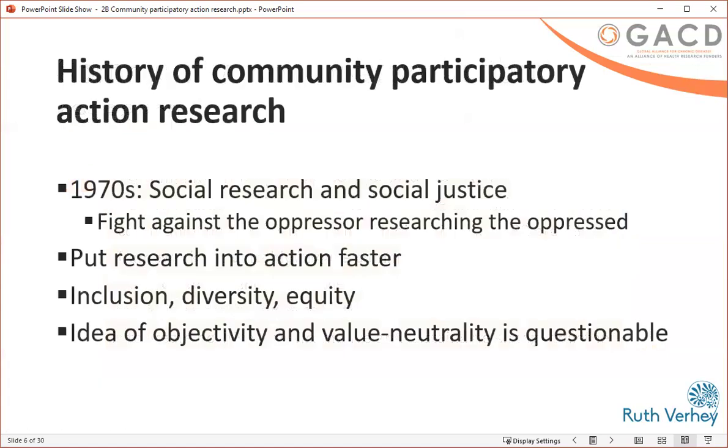The history of it dates back to the 1970s and probably much earlier, and comes from social research and social justice movements. And it was literally that idea that I mentioned earlier. We want to fight against an oppressor coming in, researching the oppressed, and then walking off. Also, we all know that the gap between putting results of research into action is way too vast. So this is an approach to make it faster. The principles of inclusion, diversity, and equity are extremely important in this context. Although we must say that the idea of being objective and value neutral when coming in is questionable. So we want to be aware of these things.